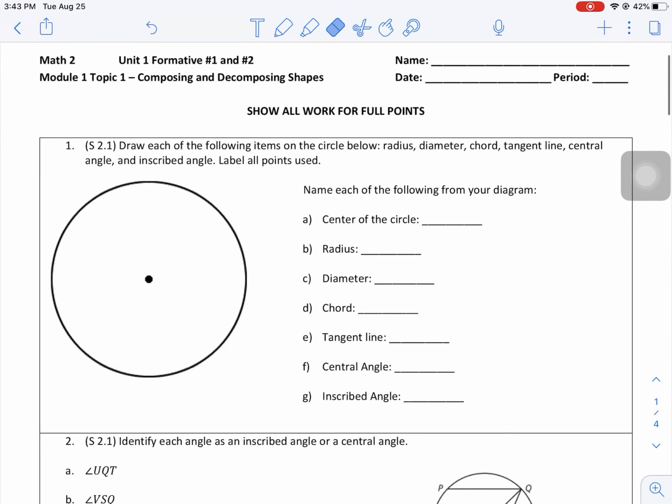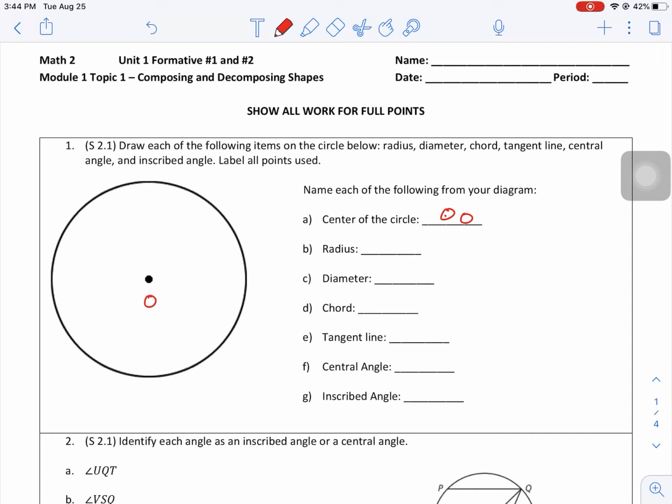Okay. So the first question is: draw each of the following items on the circle below: radius, diameter, chord, tangent, central angle, inscribed angle, and label all points used. It says name each of the following on your diagram. So I'm going to start with A, and I'm going to put a center. I'm going to call it O. So the center of the circle is circle O.